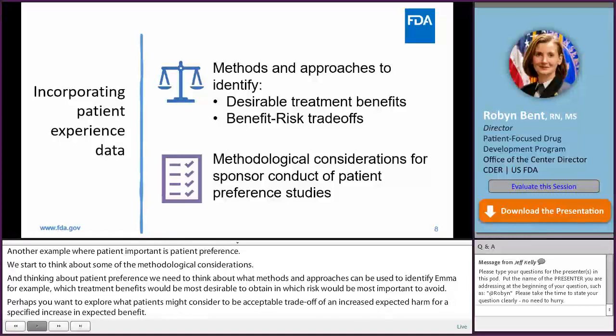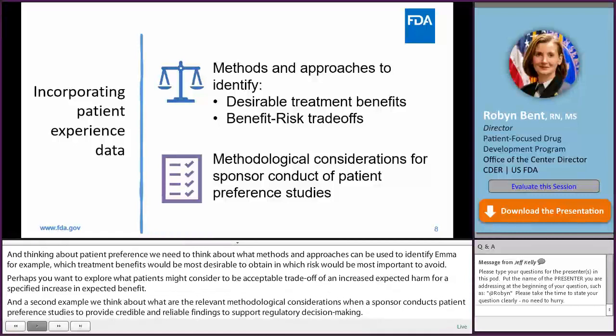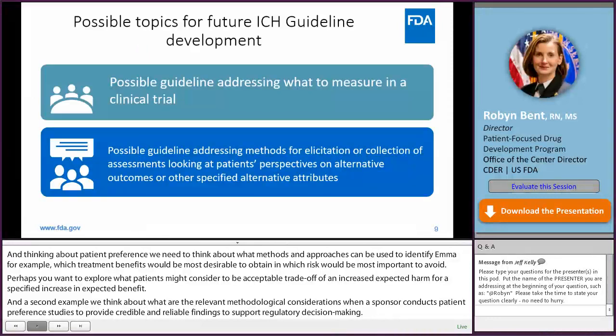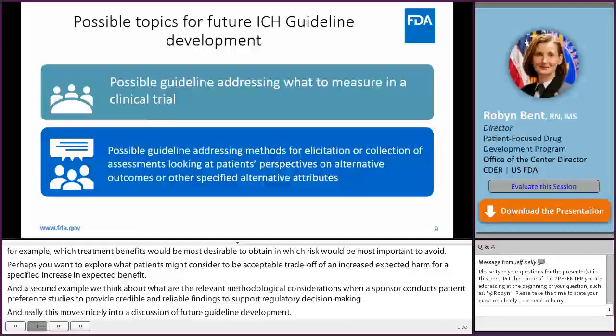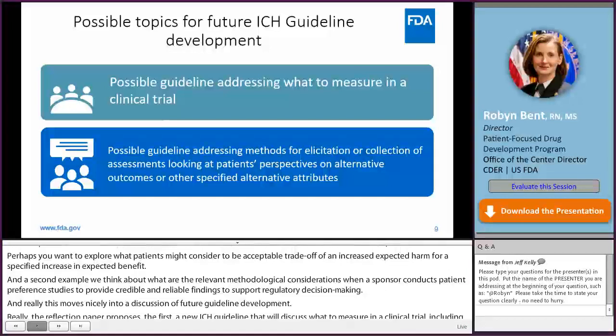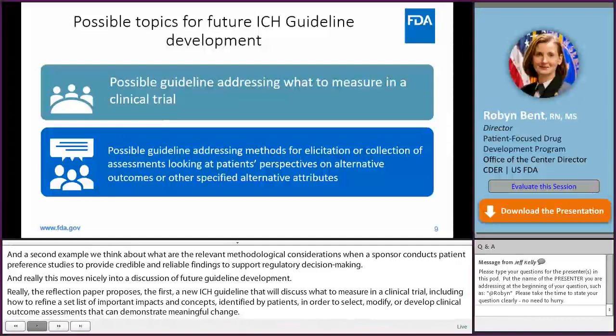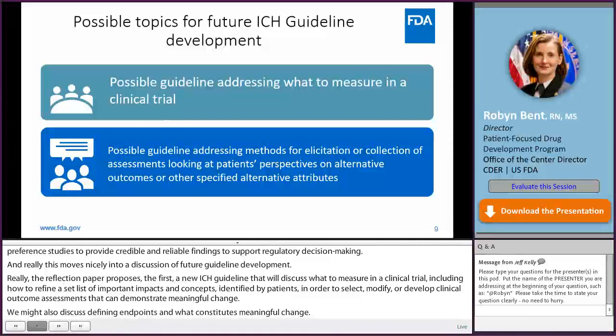And really, this leads nicely into a discussion of future guideline development. And really, the reflection paper proposes two possible topics. The first is a new ICH guideline that will discuss what to measure in a clinical trial, including how to refine a set or list of important impacts and concepts identified by patients in order to select, modify, or develop clinical outcome assessments that can demonstrate meaningful change. It might also discuss defining endpoints and determining what constitutes meaningful change. The scope of this guideline would include qualitative and quantitative methods to identify disease or treatment impacts important to patients that would be candidate concepts for measurement with patient-reported outcome measures or other types of clinical outcome assessments, or in quantitative assessments of the patient perspective.